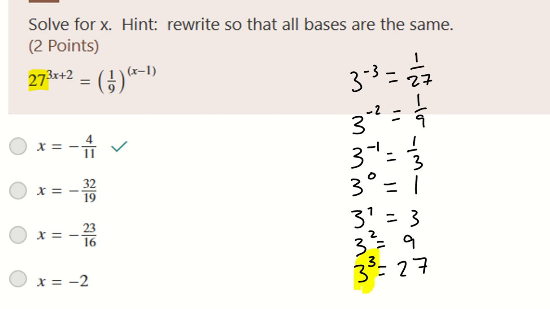And the other thing that I've got is this 1/9, right? We can write that as 3 to the negative second power. So here's our rewriting so the bases are the same. I'm going to change this up. I'm going to write this as 3 to the third, that's 27, parentheses. And I'm going to raise that to the 3x plus 2, just like I did on this side.